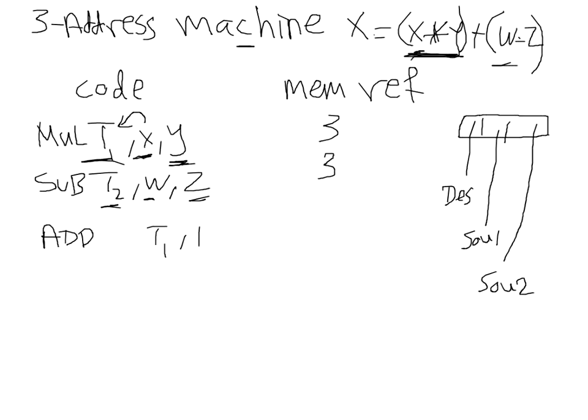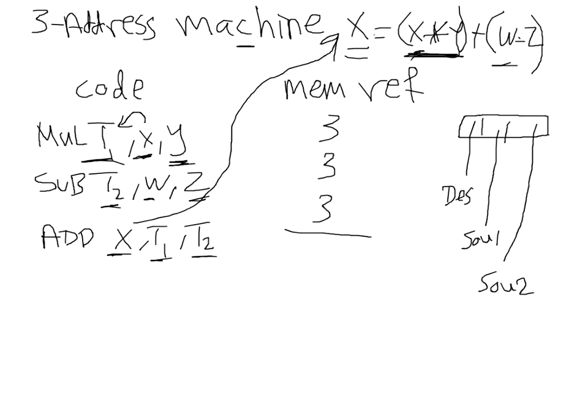The third and final step, we only need to add T1 with T2 and store the result straight in X. Which X is this? This X. Again, we need 3 memory references: 1 for T1, 1 for T2, and 1 to store the result of X. How many times did we access the memory? 9 times.